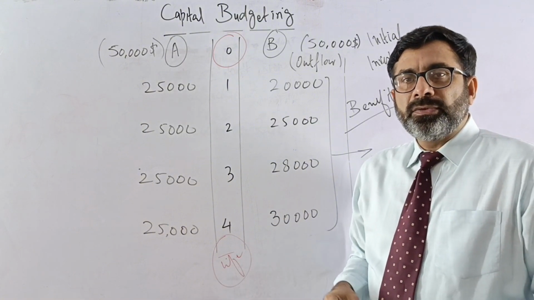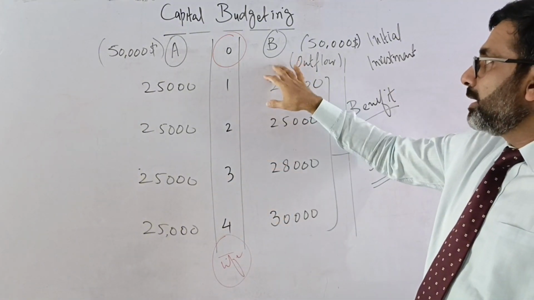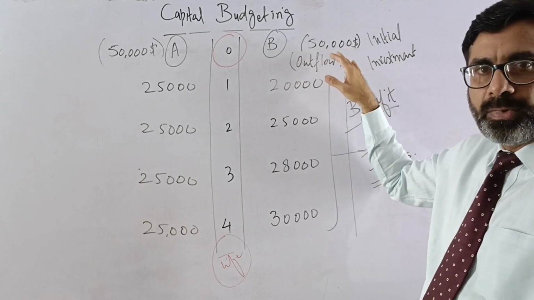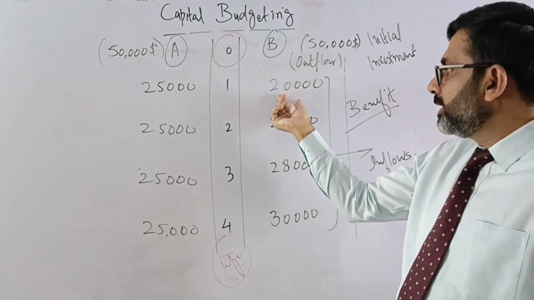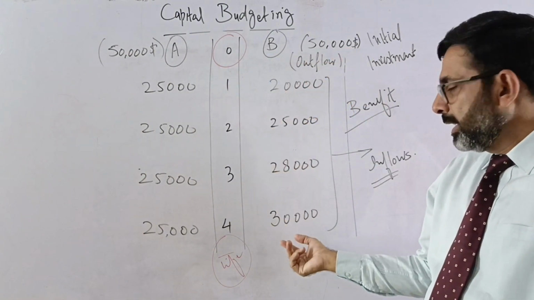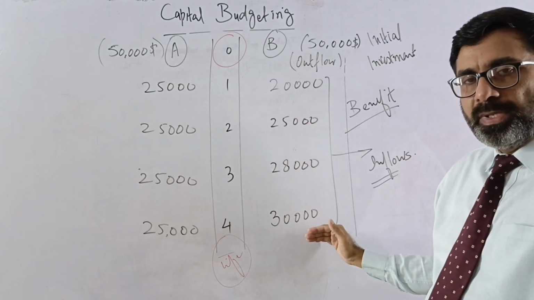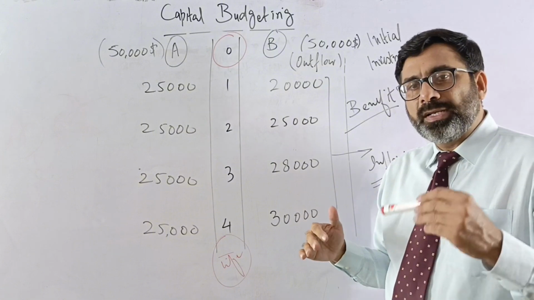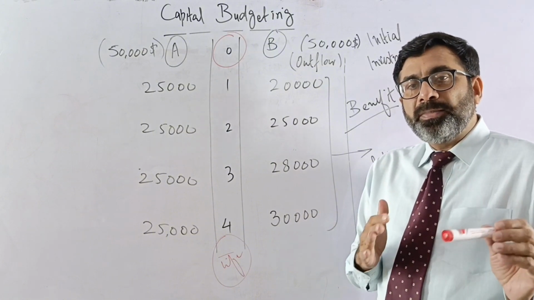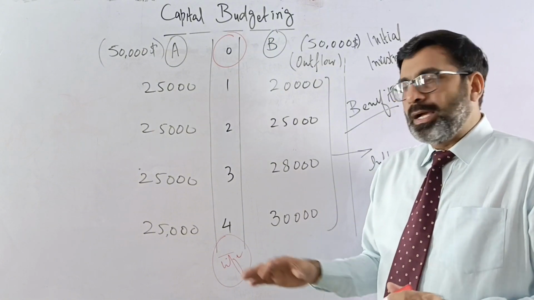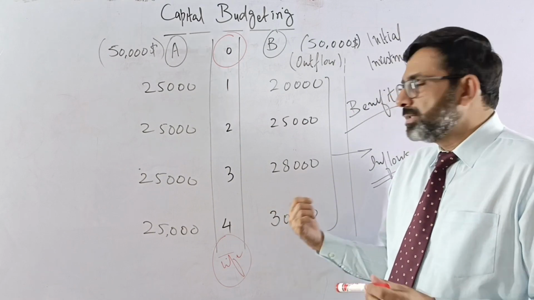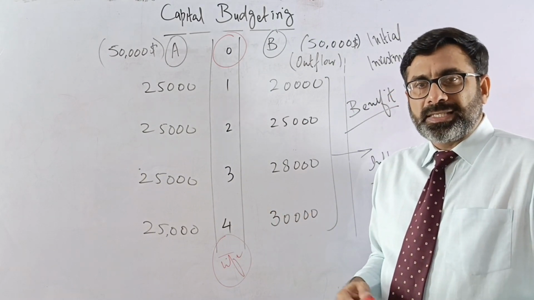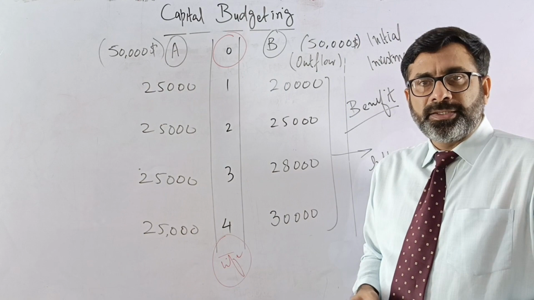In the next lecture, we will discuss where we are getting this 50,000 amount, and how we are getting this 20,000, 25,000, 28,000, and 30,000. These amounts will be calculated, and we will see what basic calculations are required before going for the capital budgeting techniques and how these values are calculated. So we will discuss this in the next lecture. Thank you very much.